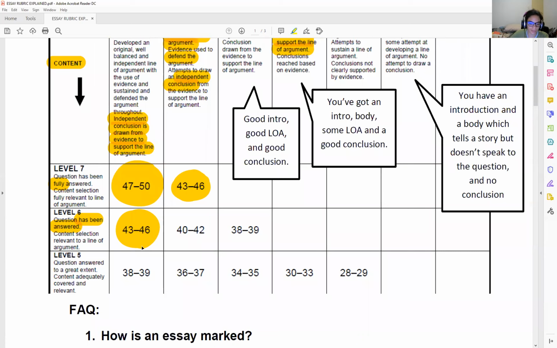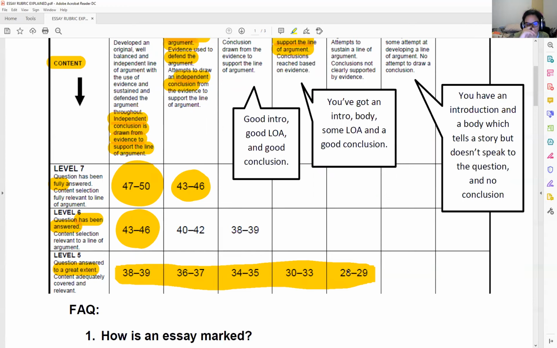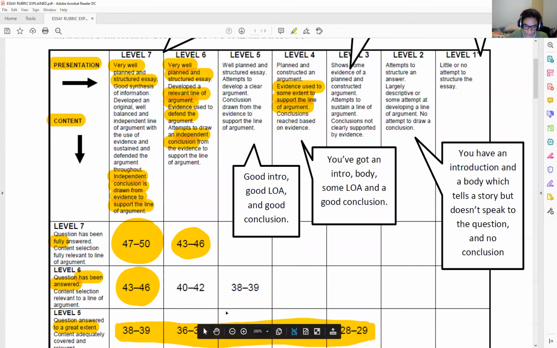If you look at level 5, question has been answered to a great extent. I'll explain that a little bit later as I go through this document. But a great extent basically means you've answered most of the stuff, but not everything. And then you can see here is your biggest range of marks. You can literally lose up to 10 marks. So your content can be a level 5, but then depending on your presentation, you can be anywhere from a 39 to a 28. So that's about 11, 10 marks difference.